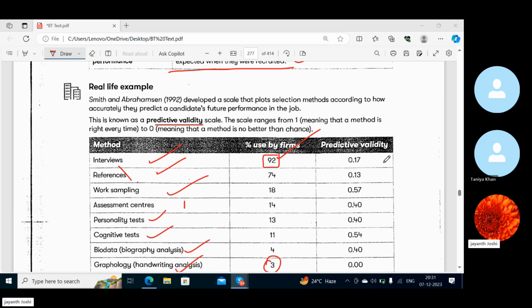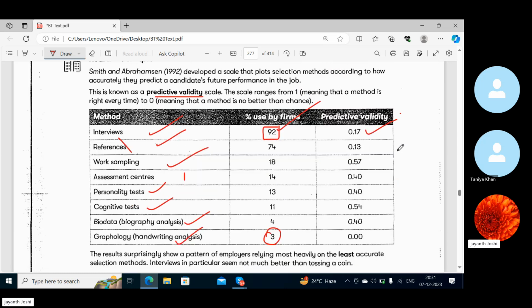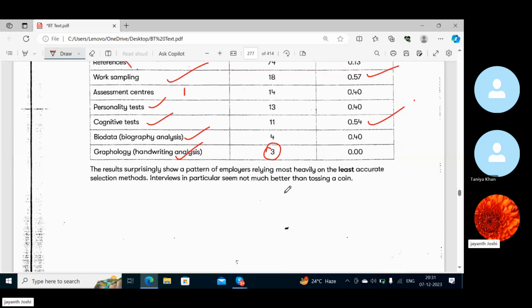And the predictive validity is about how accurately they predict a candidate's future performance in the job. Interviews can only predict 17%, but work sampling can give 57% accuracy, and cognitive tests 54%. So that is the scale they have used to see how each method predicts a candidate's future performance. Results surprisingly show a pattern of employers relying most heavily on the least accurate selection methods. Interviews in particular seem not much better than tossing a coin, but they are used so much.